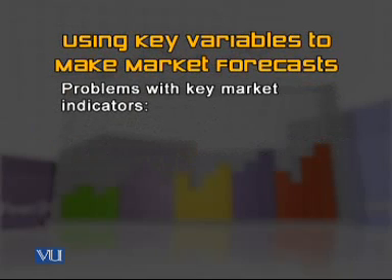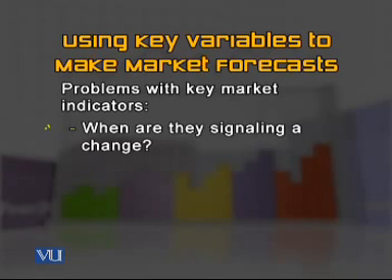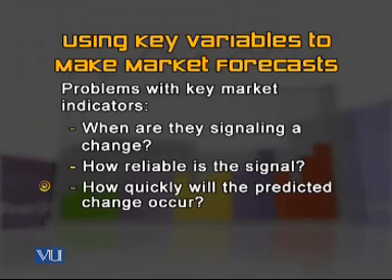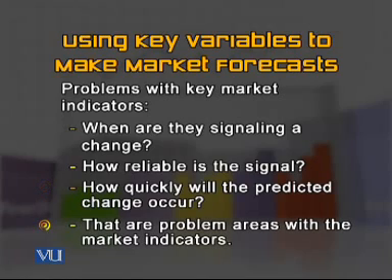But the problem with key market indicators is, the question is, when are they signaling a change? How reliable are the signals? And how quickly will the predicted changes occur? Those are problem areas with key market indicators, because it's about timing, and if you can't get the act together because of right timing, we might be in for some rather rude surprises by way of erratic price movements, not behaving like we would want them to.